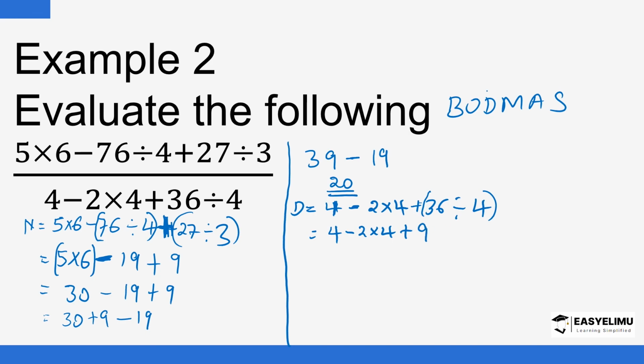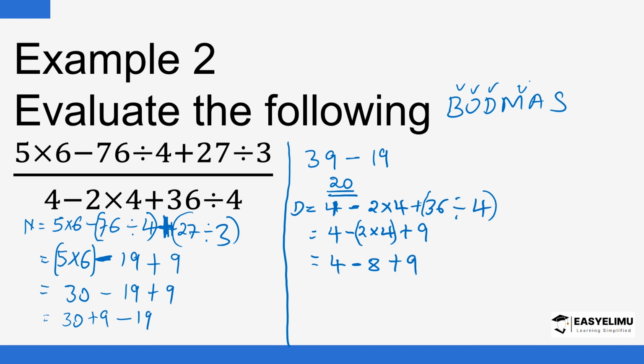So what follows next after division? Bracket order is not there. Division, multiplication. So I'll do multiplication first. I'll just multiply this. I'll omit this sign first, the negative. So 4 minus 8 plus 9. Then now I have addition and subtraction remaining.